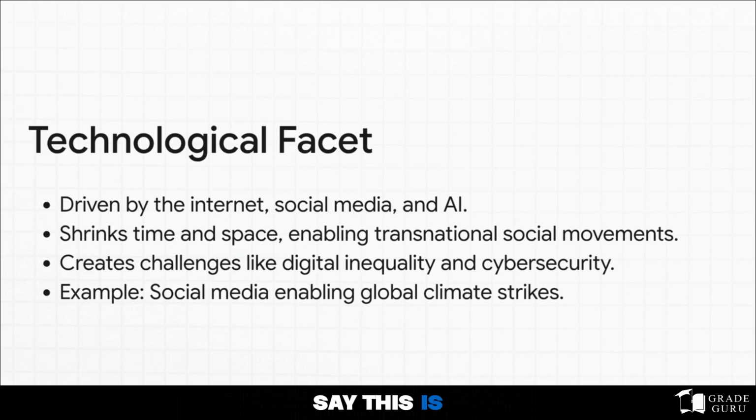Honestly, you could say this is the engine driving the whole thing. The internet, AI, social media, it's what makes the world compression we talked about actually happen. It's incredibly powerful. It can bring people together for global movements like online climate strikes, but there's always a but. It also creates new problems, like the gap between people with and without internet access and major cybersecurity risks.